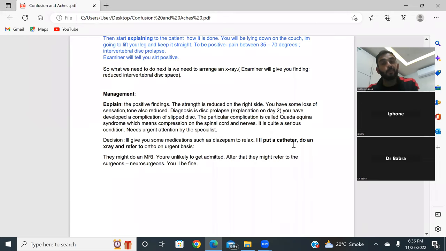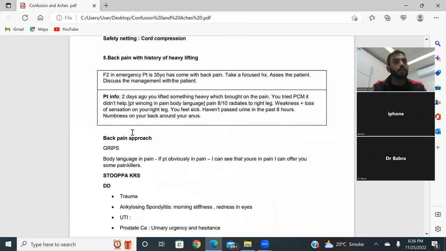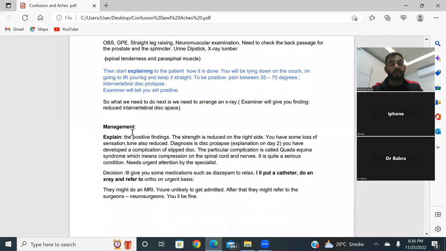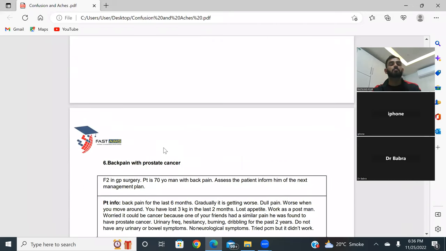He's having urinary retention, because this is one of the problems. The pain is not the only problem. The other problem is urinary retention. Relieve that symptom as well. I will put in the catheter, do an x-ray, and refer on an urgent basis, okay? If you are in emergency, because this must be an emergency, you will say, I'm going to send an urgent call to the urology department. They are going to come and see you, okay? Depending upon your signs and symptoms, maybe they will require surgery, maybe they will manage you medically.